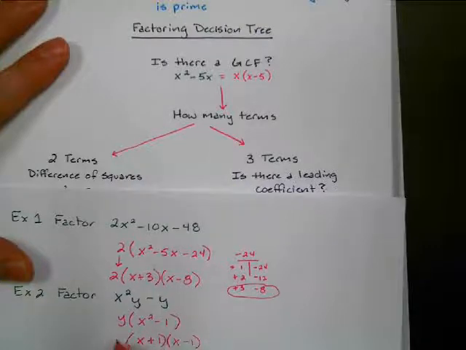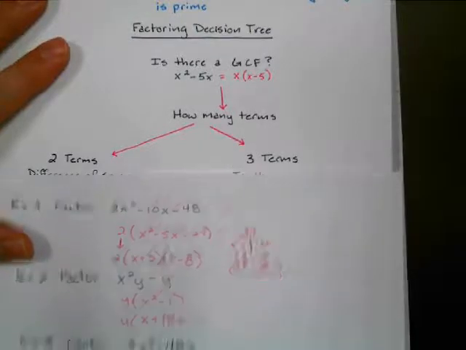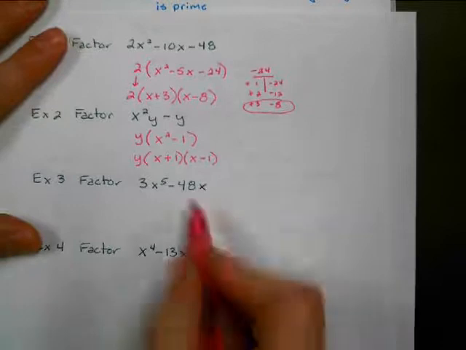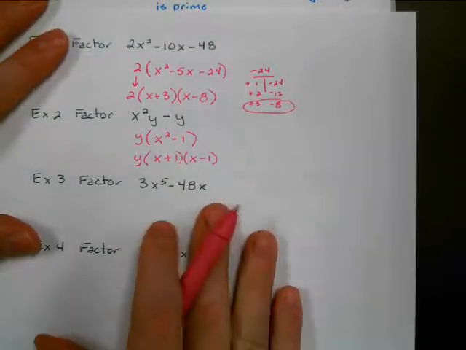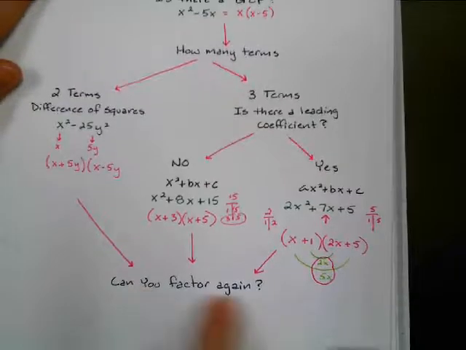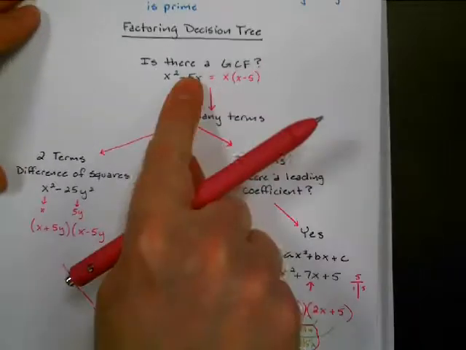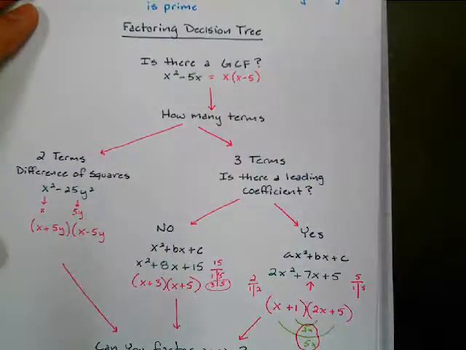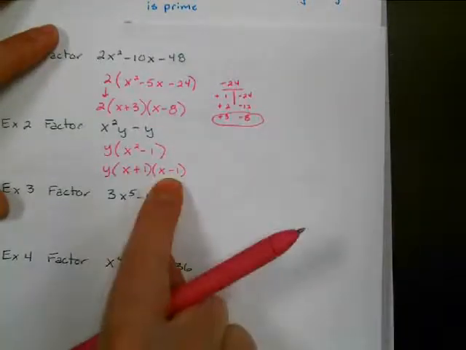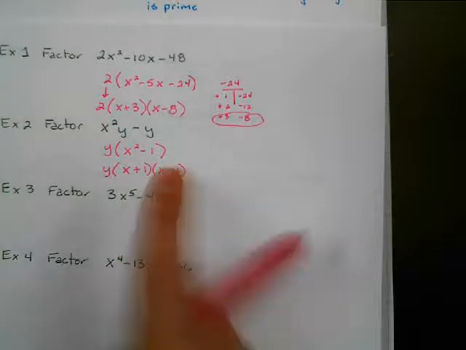And the y stays out there. So this one factored into x plus 1, x minus 1. The y stays out. And then we'd get to the bottom here and say, can I factor again? So I'd come up, do I have a GCF? No. How many terms do I have? There's 2 terms for these. Are these the difference of 2 squares? No, they're not. So then I would know, okay, I'm finally done.